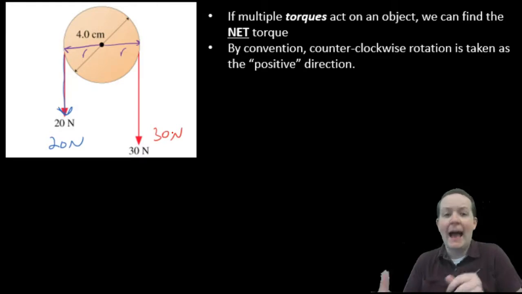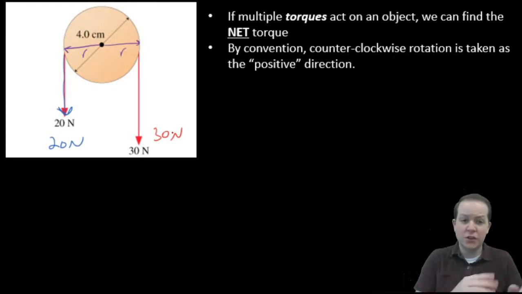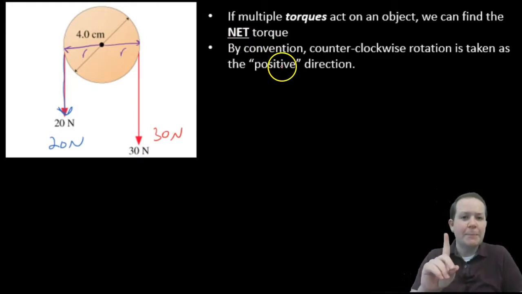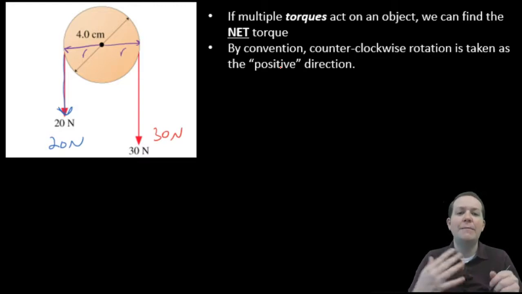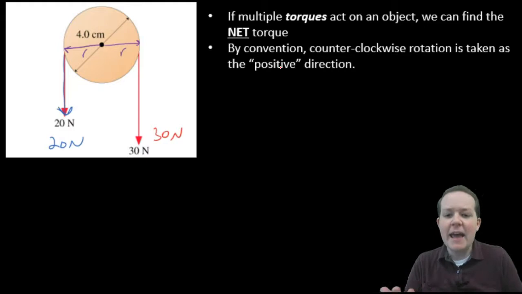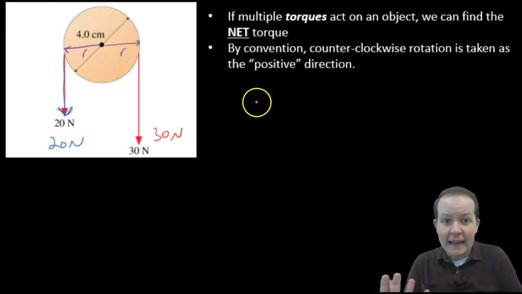So we might be adding torques if they're in the same direction or subtracting if they're in the opposite. First thing, we're not talking about left or right anymore. We're talking about clockwise motion or counterclockwise motion. That's how we're going to be looking at the motion of objects now, and we need a positive and a negative.